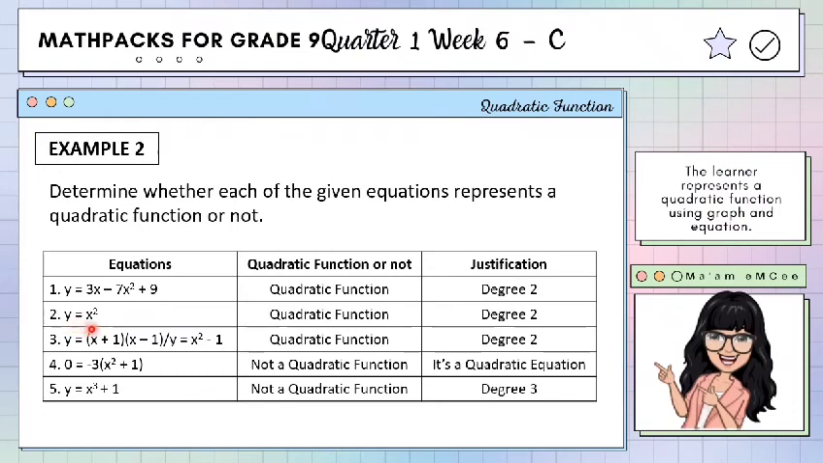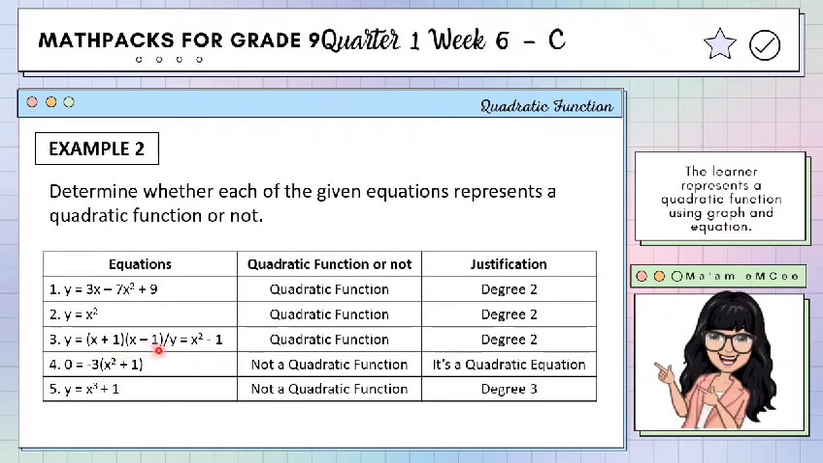Now let us have the third example. y is equal to x plus 1 times x minus 1. By looking at this equation, we cannot tell whether it is in second degree or not. We need to simplify first our binomials. So we are going to multiply x plus 1 by x minus 1. Notice that our first terms are both x, our last terms are both 1, and they only differ in the signs between the two terms. So we call this one our special product, which is the sum and the difference of two terms.